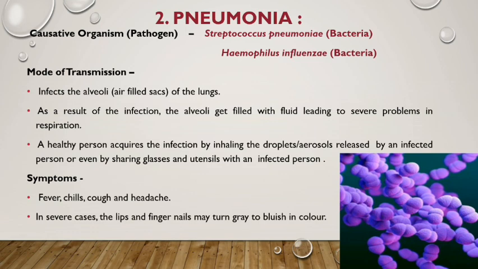So my dear student, with this, today we have learned two common diseases in humans: number one is typhoid and number two is pneumonia. Next class we will proceed with other common diseases. So thank you.